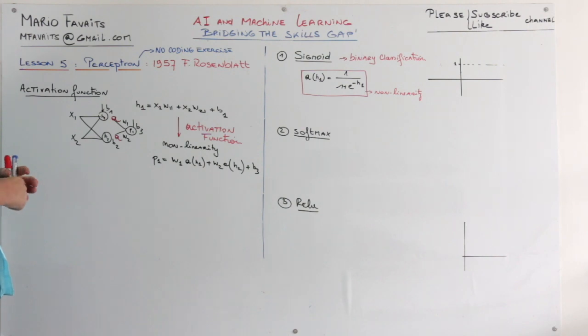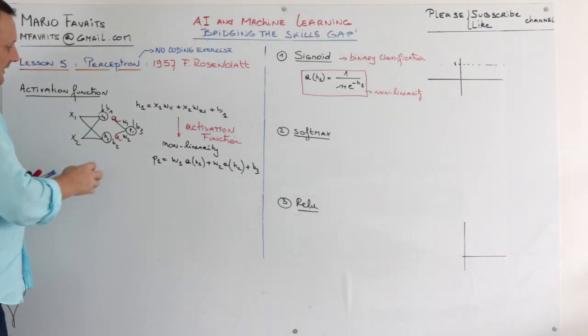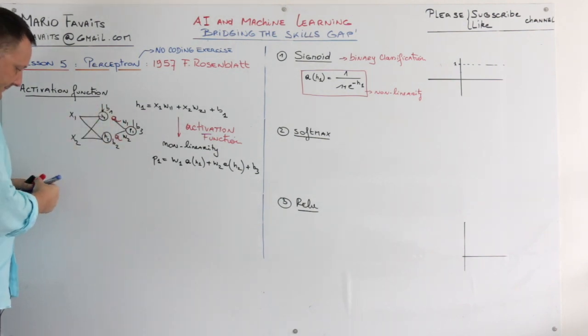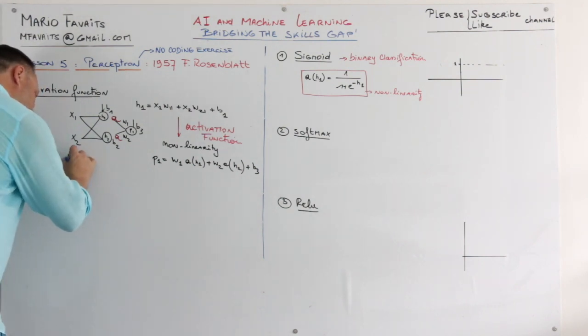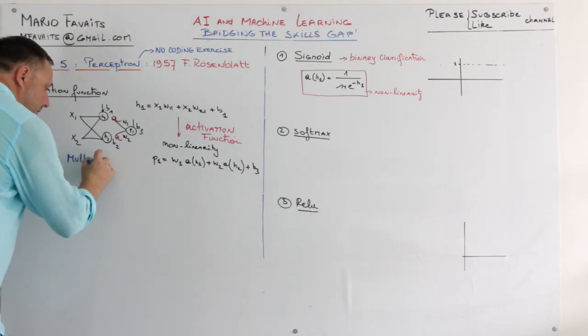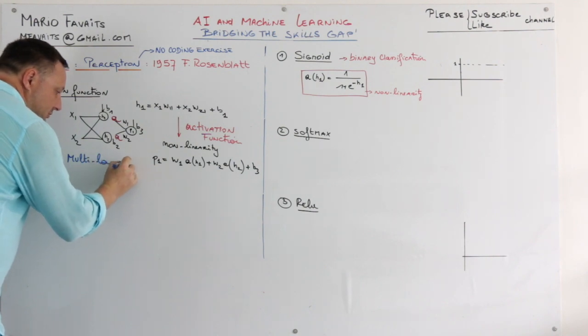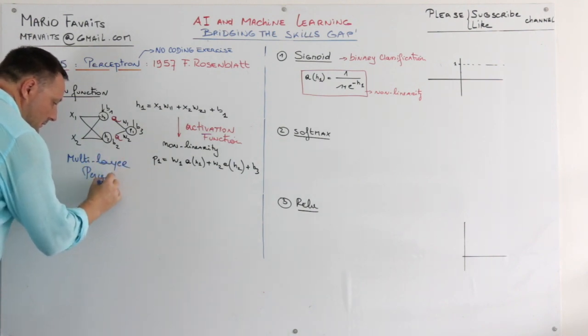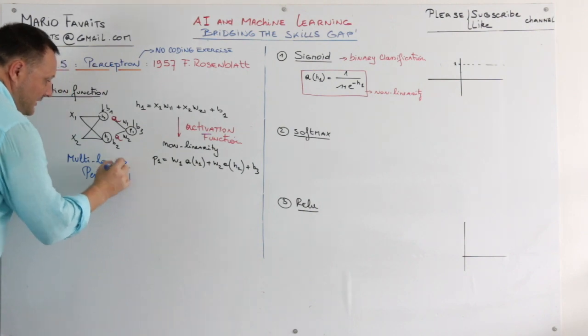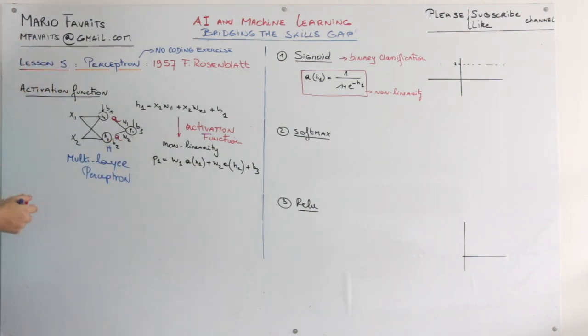Alright, let's tackle activation function. We'll use this a lot. So here I describe the multi-layer perceptron, with a hidden layer H.